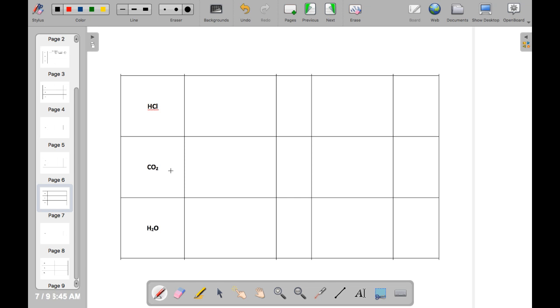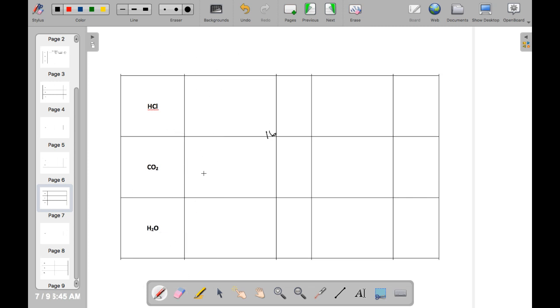Okay, carbon dioxide. Well, carbon has 4. The good thing about drawing these is that you really start to know the periodic table very well. Oxygen has 6 valence electrons, times 2. So we have 12 plus 4, 16.